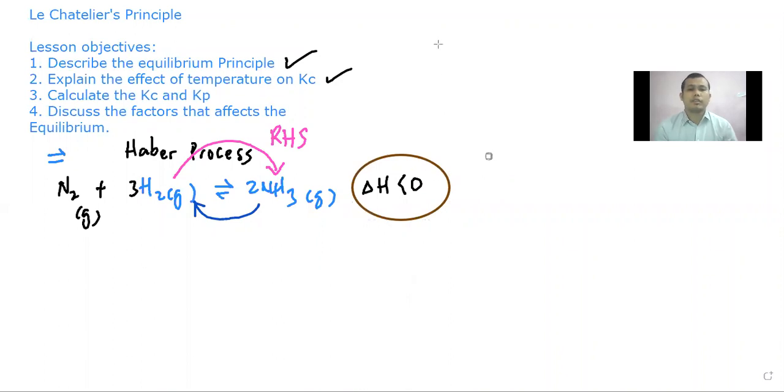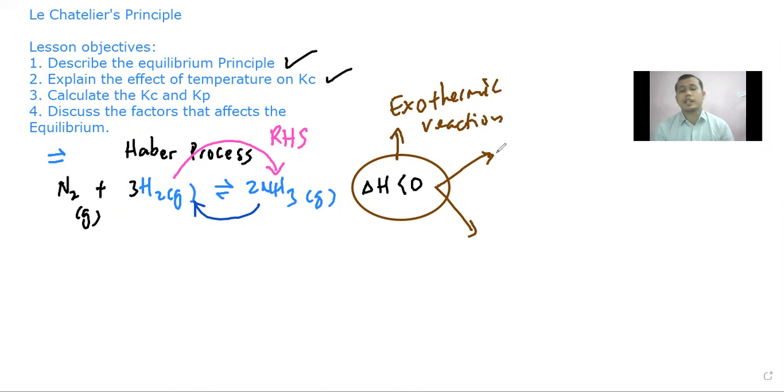So why is it so crucial? Because this sign determines the nature of this reaction, which decides where the equilibrium will be shifted. In this case, because the delta H is less than 0, this reaction is categorized as an exothermic reaction.